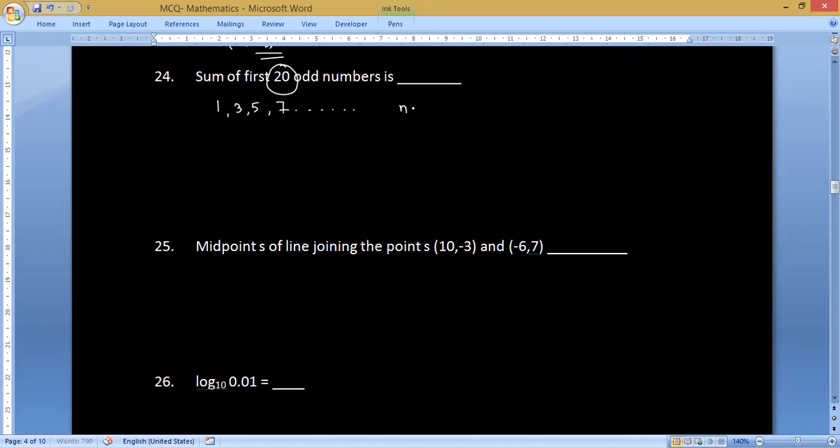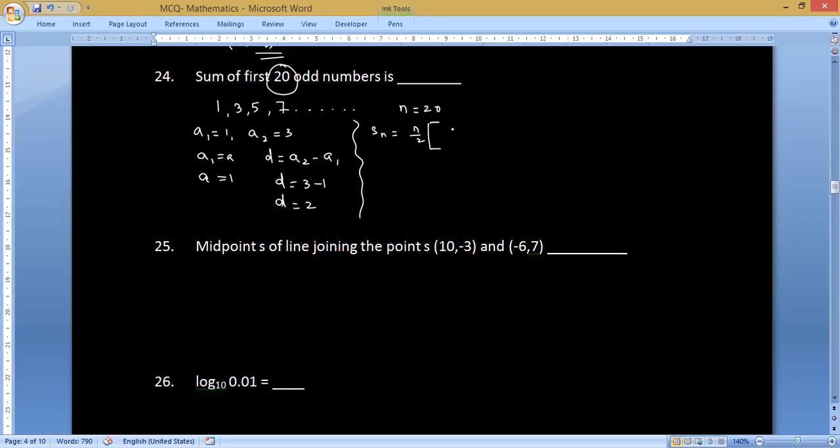So n is equal to 20. A1 is equal to 1, A2 is equal to 3. A1 is always considered as a, so a is equal to 1, and d is equal to A2 minus A1, so d is equal to 3 minus 1, so d is equal to 2. So we use the formula Sn is equal to n by 2 times (2a plus (n minus 1) d). Here n is 20 because he's asking to find the sum of 20 odd numbers.